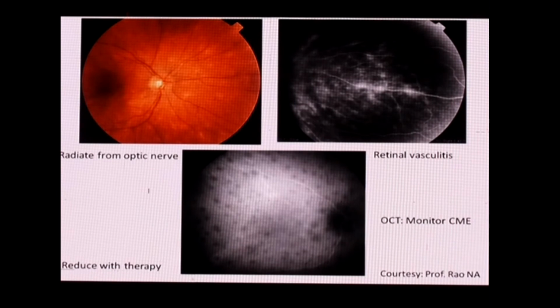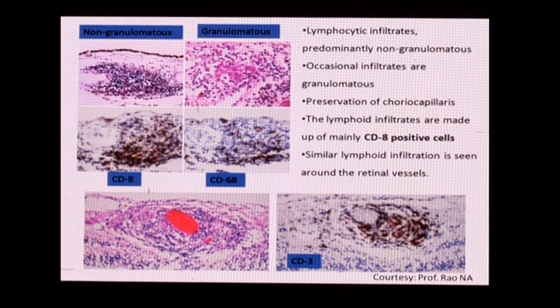Retinal vasculitis is an important component of birdshot, and fluorescein angiography is used to monitor these lesions and whether they're responding to immune suppression. Again, ICG shows hypofluorescent lesions, and these lesions tend to reduce with therapy. OCT is an important tool because CME is one of the major causes of visual loss in these patients, and it can be used for monitoring them.